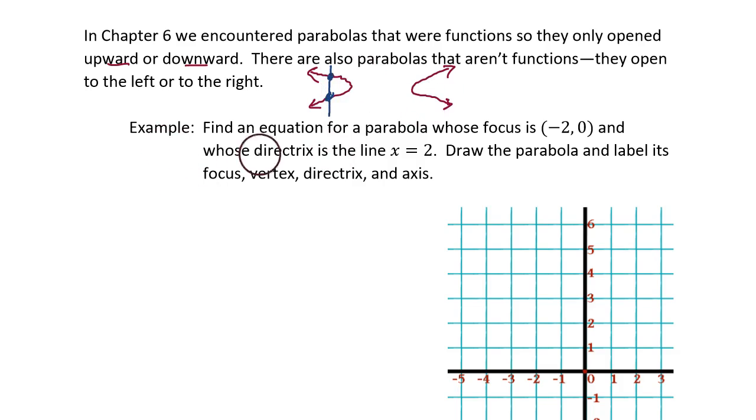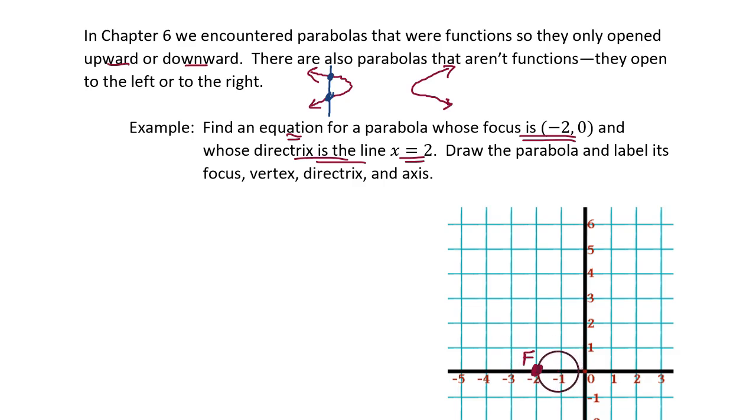Here's an example problem. Let's find an equation for a parabola. And here's what we're given about it. We know the focus point. It's -2, 0. And we know the directrix line. It's x equals 2. Let's draw the parabola and label a whole bunch of stuff about it and find the equation. What we can draw so far is that at -2, 0 is the focus point.